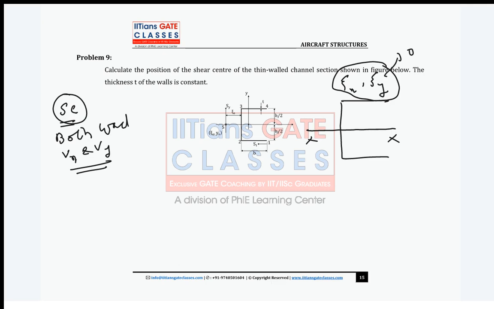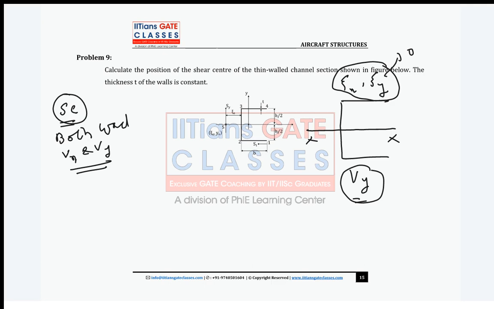So when you have symmetry about the x axis, you need to apply only Vy to find the shear center position. Clear, guys? You just need to apply Vy, not both. Vy alone is enough to find the shear center position. I will tell you that.